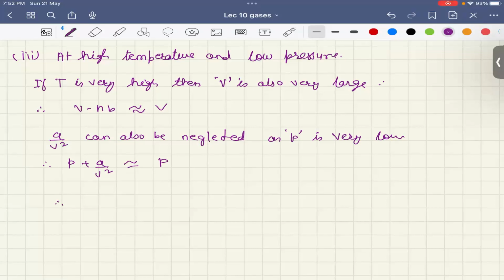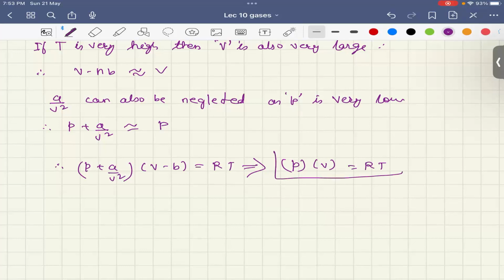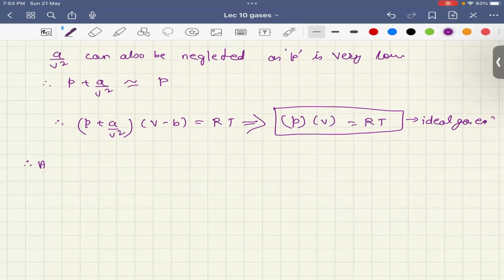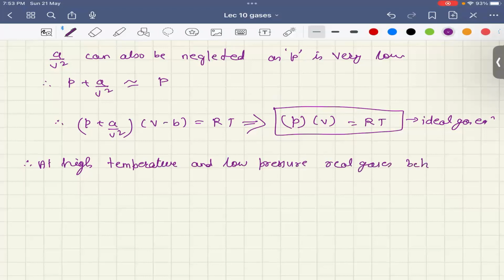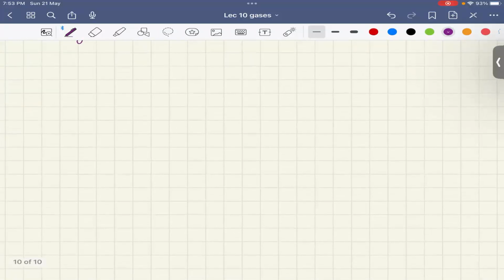Therefore, the Van der Waals equation of state, (P + a/V²) into (V − b) is equal to RT, transforms to P into V is nothing but RT, which is the ideal gas equation, right? Therefore, at high temperature and low pressure, real gases behave like ideal gases, right? Now let us try to understand the differences between these two types of gases.